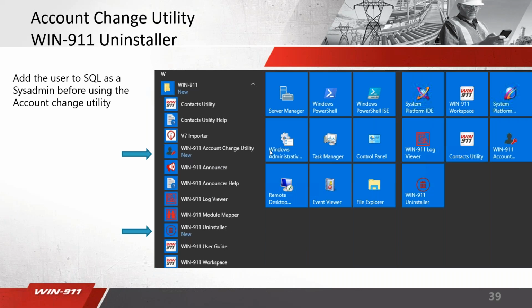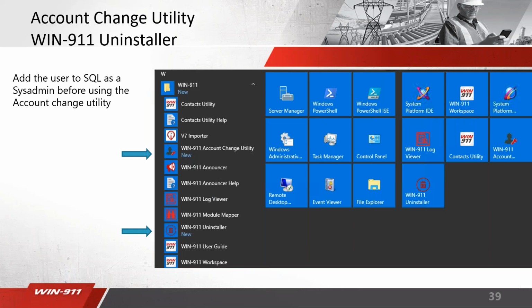You can select a different username, give it the password, and hit submit, and it's going to change all the WIN-911 services and the app pools to run as a different user account. It will also let you change the password. Let's say you have a policy in place where you have to reset your password every 6 months. Once the password has been changed through your domain or through your Windows system, you can come into the account change utility, put in the username, enter the new password, submit it, and it will be good to go.